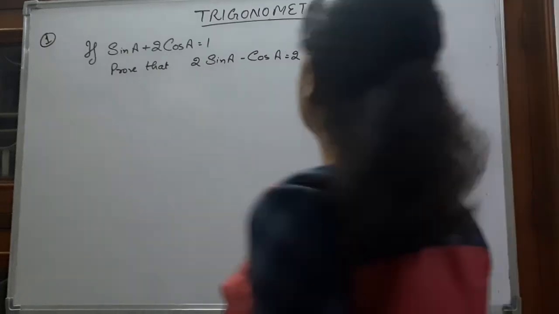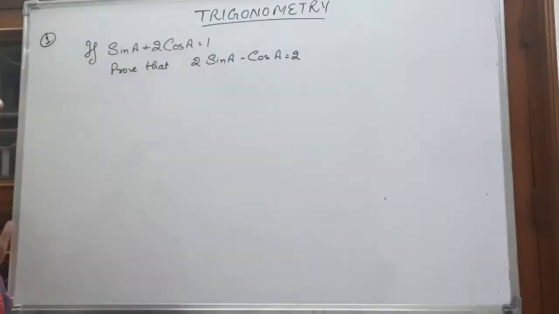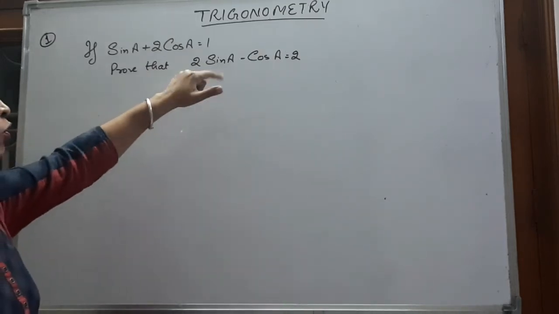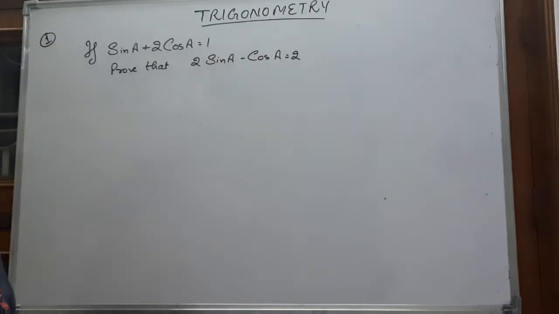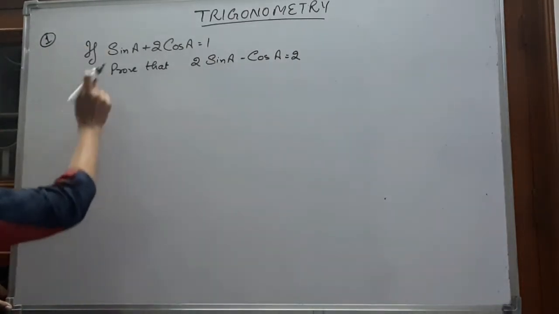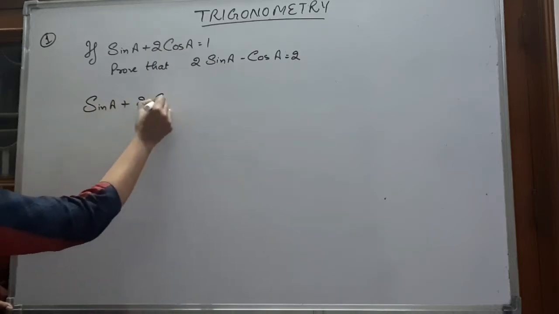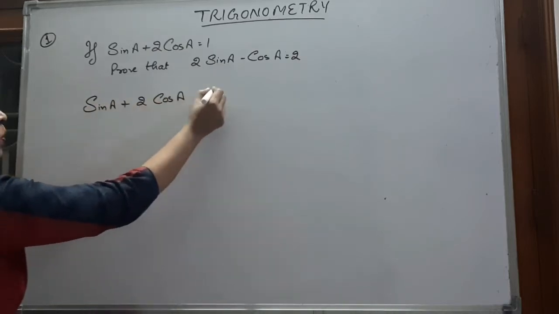Hello students, let's do some more questions on trigonometry. If sin A plus 2 cos A equals 1, we have to prove that the value of 2 sin A minus cos A is equal to 2. First, take the given term, which is sin A plus 2 cos A equals 1.